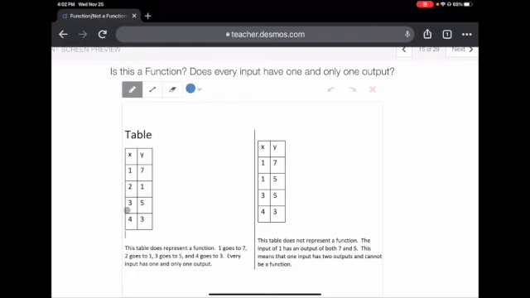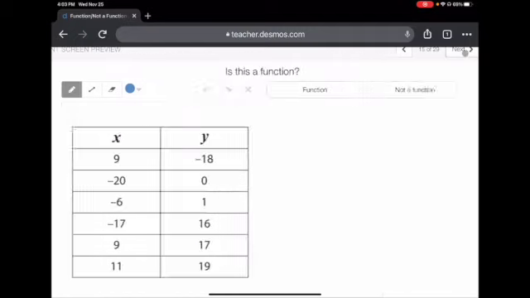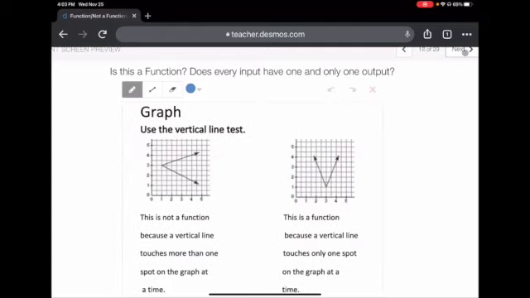Again, the x values are your input and your y values are your output. So here, 1 goes to 7, 2 goes to 1, 3 goes to 5, 4 goes to 3. This is a function because every input has one and only one output. Now here, on the other hand, 1 goes to 7 and 1 goes to 5. So right there, you know it is not a function. Try a couple on your own, and let's look at a graph.